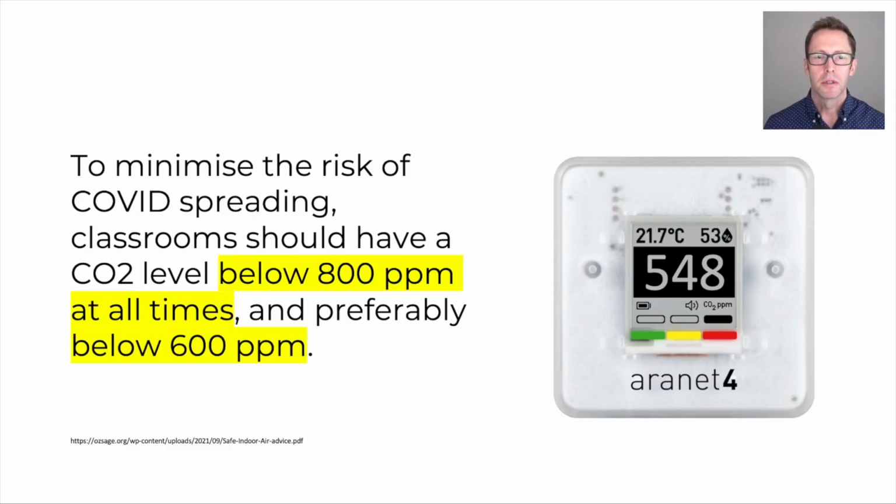There's been a lot of research done on CO2 levels and what an appropriate CO2 level is to reduce the risk of COVID and other airborne viruses spreading in shared indoor spaces. The consensus worldwide seems to be that in schools and other densely populated spaces, we should be having CO2 levels below 800 parts per million at all times, and preferably below 600 parts per million.